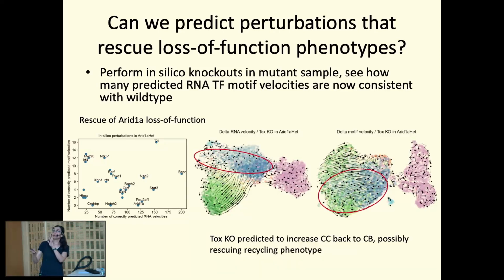Okay, so here we're doing the same thing. We test transcription factor in silico knockdowns, and we ask, how many RNA velocities and motif velocities would we predict to rescue? Just doing a statistical test again. And so, for example, we predict that a TOX knockdown would kind of rescue the dynamics of ARID1A loss. And our collaborators think that this is reasonable, but it's not validated fully yet.